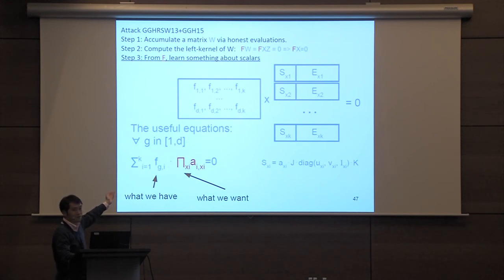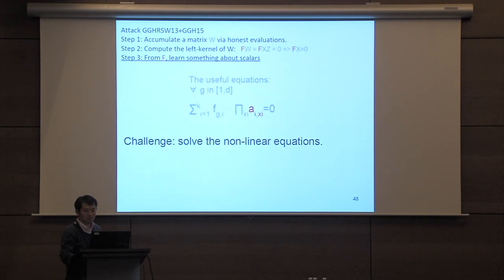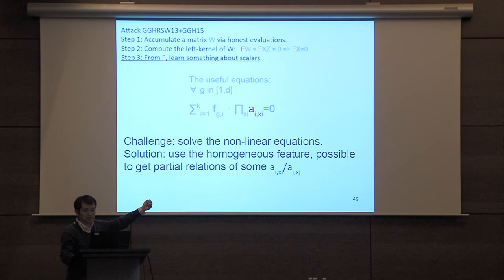The F is the left kernel computed in the previous step, and the products of A in many of these samples are going to be the unknown variables that you're trying to solve. So this is what we have, and this is what we want. The problem is this is a bunch of nonlinear equations, and you need to find a way to solve them. We are using the homogeneous feature of these equations. It's a tricky step, but we guarantee that after certain parameters, you can still solve these equations and get the relations of these scalars.